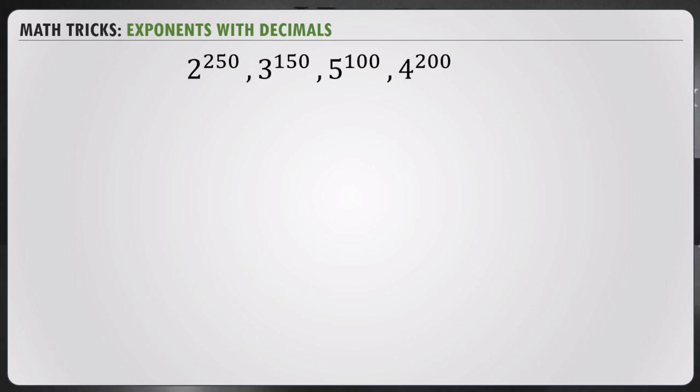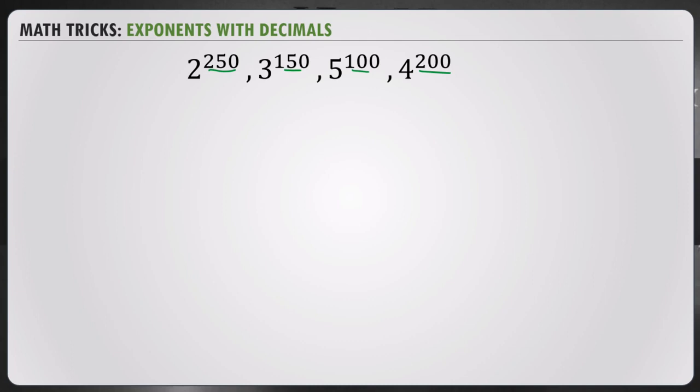Another one. Here we go. If you're supposed to find the smallest and largest number of this set of numbers, let's get into it. We have 2 to the power of 250, 3 to the power of 150, 5 to the power of 100, and 4 to the power of 200. Wow, can we solve this? There are 2 ways to do this. Let's do the first one. The first method is to find something common in all these powers. I can see 50 is common in them.